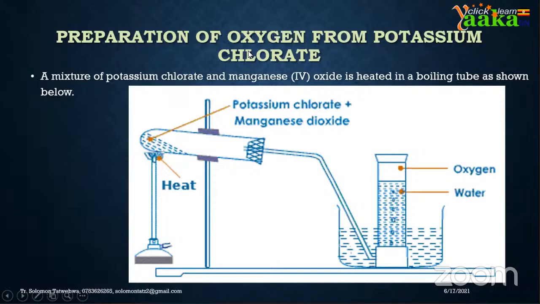So here, we just have our mixture of potassium chlorate and manganese oxide. We heat it, so there is heat involved. You see the Bunsen burner. And then our oxygen is formed and is collected again over water, just like we saw in the previous method. So the only thing here to remember is that there is heat involved when we are using potassium chlorate.